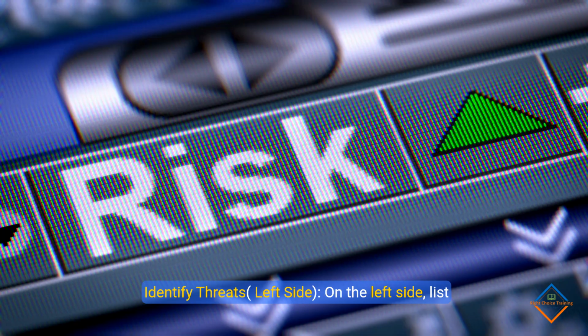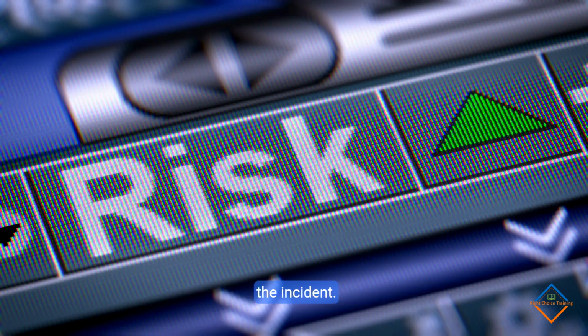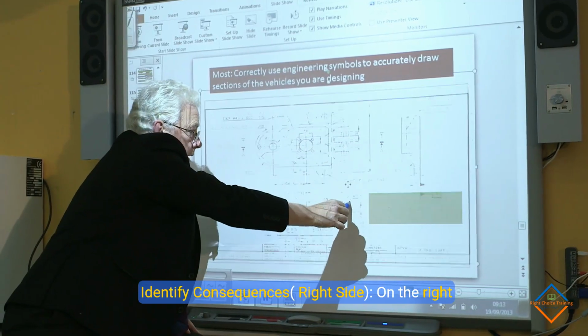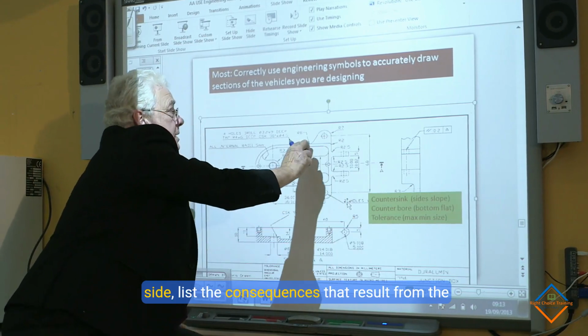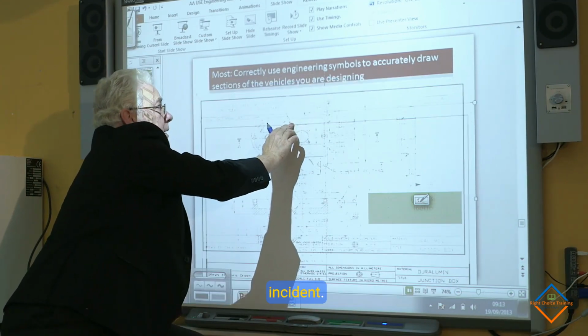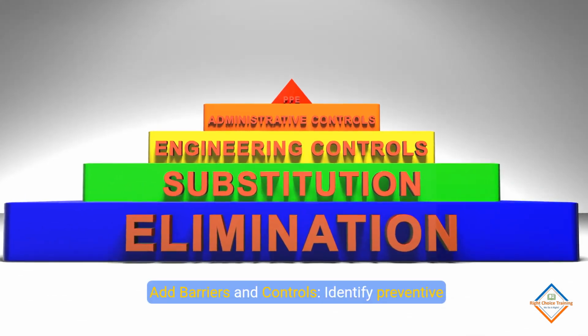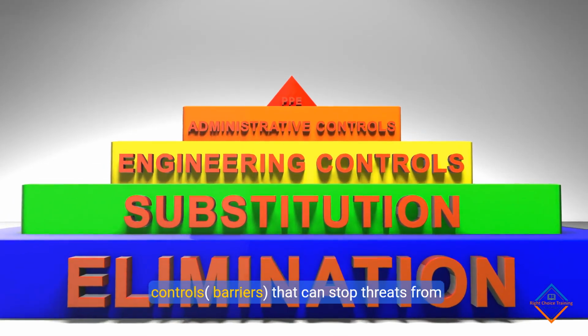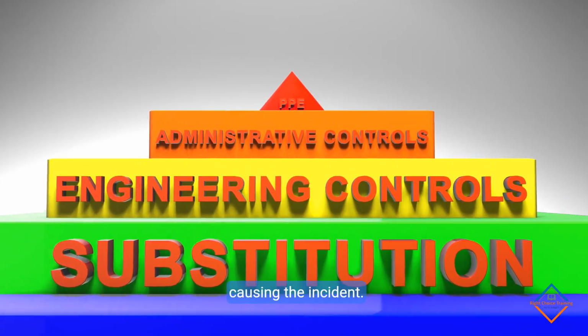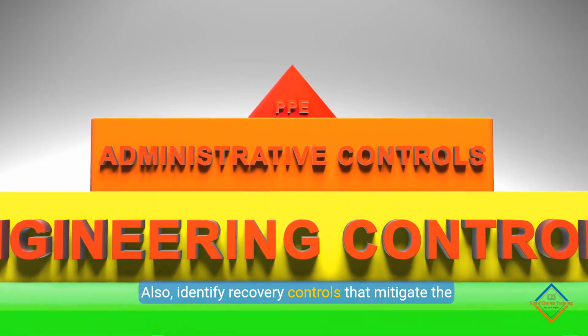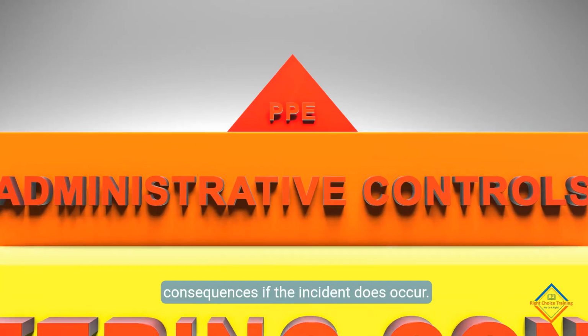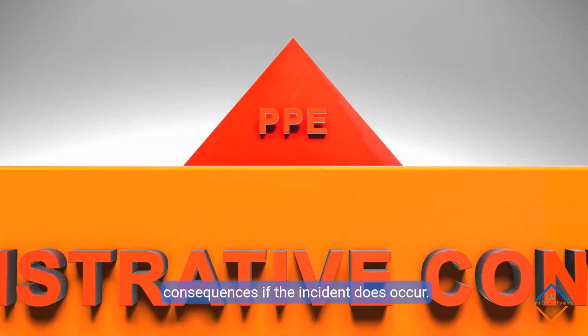2. Identify threats, left side. On the left side, list all potential causes or threats that could lead to the incident. 3. Identify consequences, right side. On the right side, list the consequences that result from the incident. 4. Add barriers and controls. Identify preventive controls, barriers that can stop threats from causing the incident. Also, identify recovery controls that mitigate the consequences if the incident does occur.